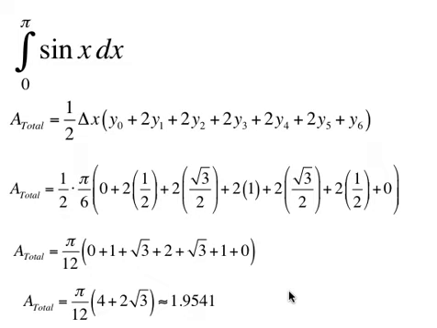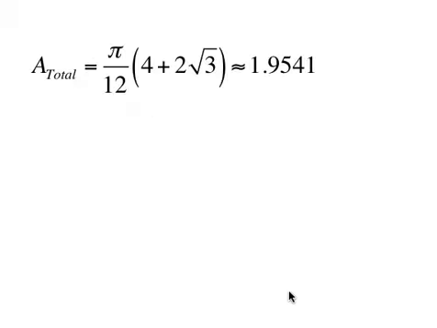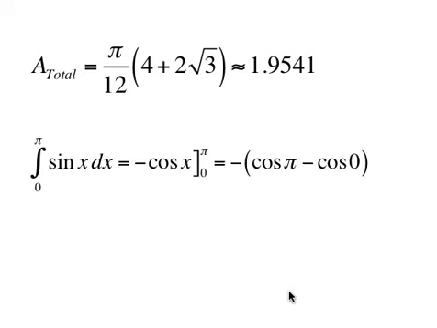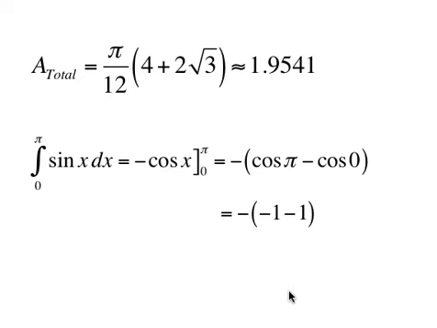Now how close is this to the actual answer? Well, the integral from 0 to pi of sine x dx, the antiderivative using the fundamental theorem of calculus is negative cos x from 0 to pi. So the negative of cos pi minus cos 0, negative of negative 1 minus 1, negative of negative 2 is just 2. And 1.9541 is pretty close to 2. So with 6 trapezoids, we're able to get a fairly good approximation.